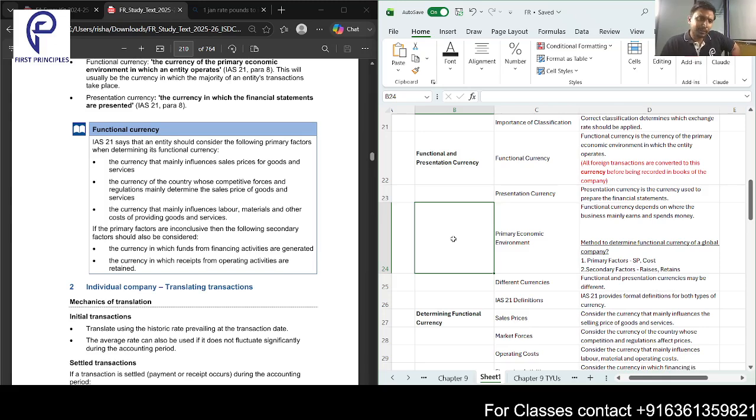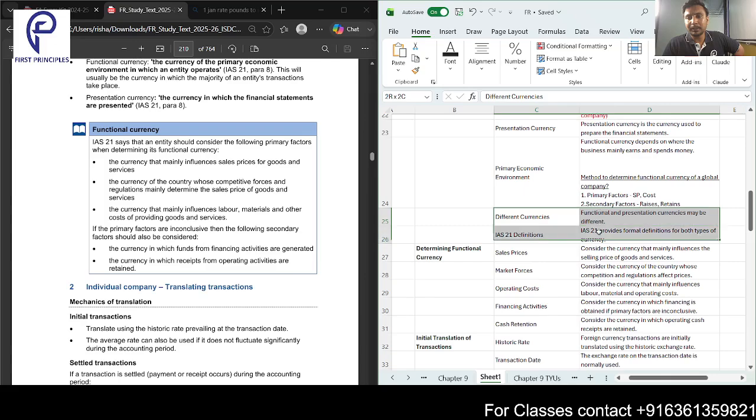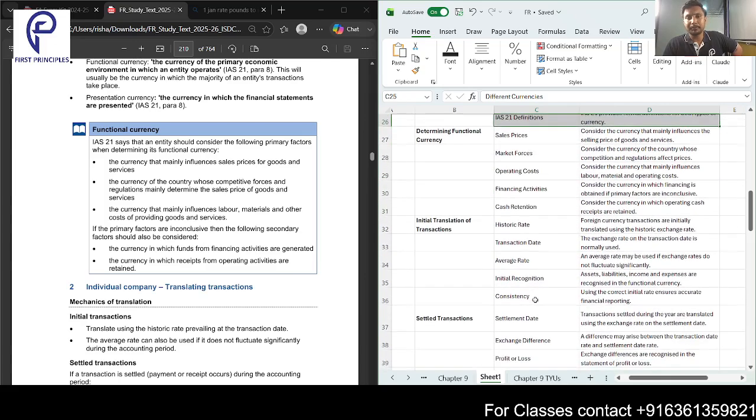And what it is, in a very simplistic sense, it's the functional currency. The primary economic environment is basically the environment in which an entity operates. It depends upon where the company is raising the money, spending the money, and currently operating. That all comes under primary economic environment. Okay, and both of them can be different as well, need not be the same.